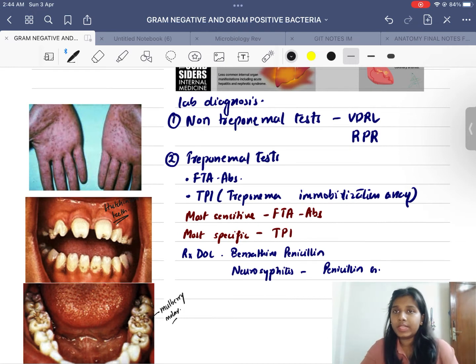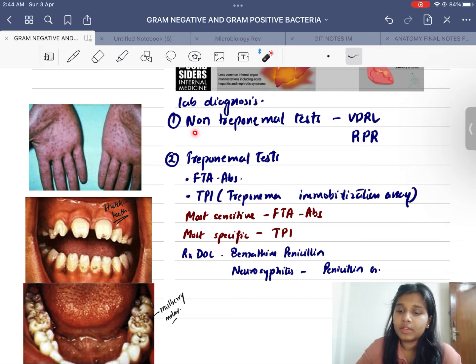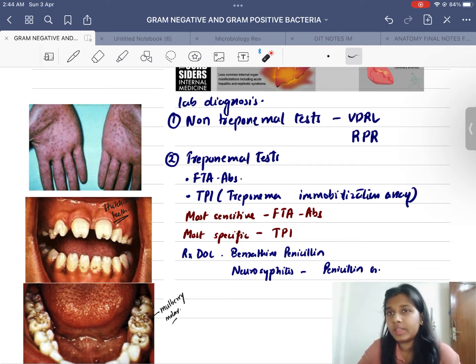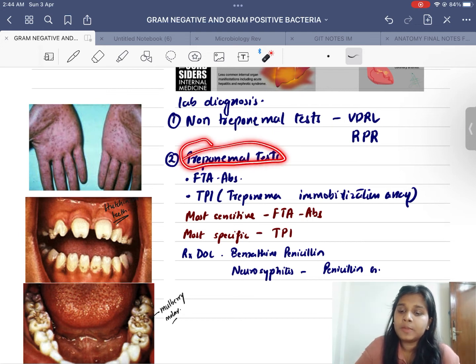Now for lab diagnosis of syphilis, one of them was dark field microscopy, which we talked about, and the next thing, you have non-treponemal tests and treponemal tests. You need to know the names of the non-treponemal tests. They are VDRL and RPR. Know the names, because they have even asked questions on which is a non-treponemal test and which is a treponemal test.